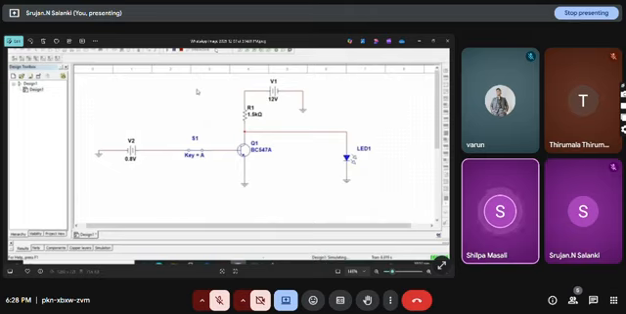The interesting point here is that a very small voltage like 0.8 volt can control a larger 12 volt circuit. This is why transistors are widely used in switching and controlling applications. This circuit helps to demonstrate the basic working principle of NPN transistors, especially how base voltage controls collector current.